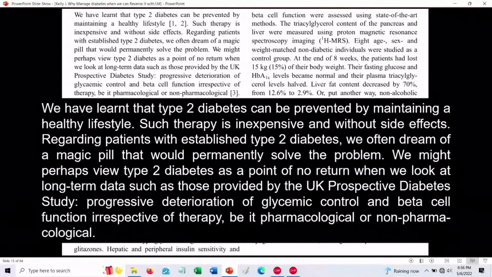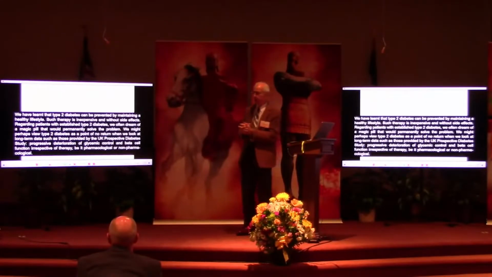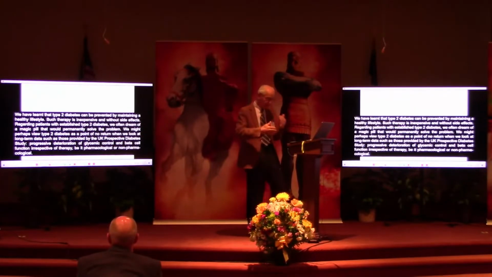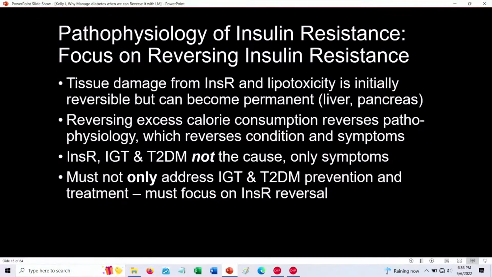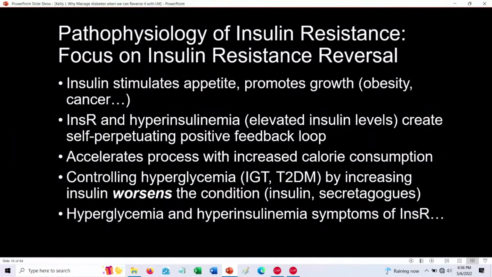We might perhaps view type 2 diabetes as a point of no return when we look at long-term data, such as those provided by the UK Prospective Diabetes Study: progressive deterioration of glycemic control and beta cell function, irrespective of therapy, be it pharmacological or non-pharmacological. So that's what I was saying. The UKPDS was the study that led the diabetes experts to the conclusion it was incurable and progressive. However, there's a piece that they left out, which I mentioned, and that was that there were no lifestyle changes.